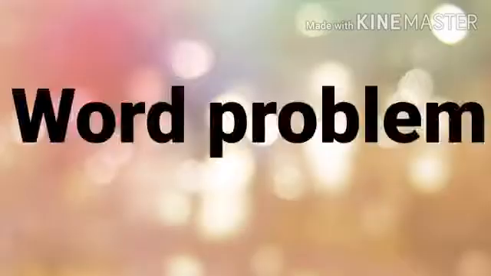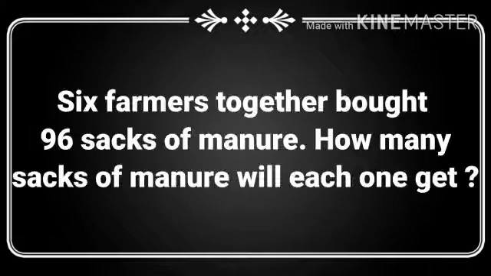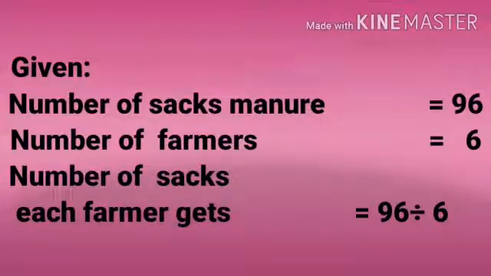Now students, we are going to learn how to solve word problems. Our first example is 6 farmers together bought 96 sacks of manure. How many sacks of manure will each one get? Given number of sacks of manure is equal to 96, number of farmers is equal to 6. To find out number of sacks each farmer gets, it is equal to 96 divided by 6.